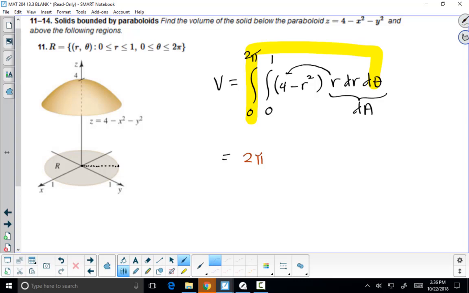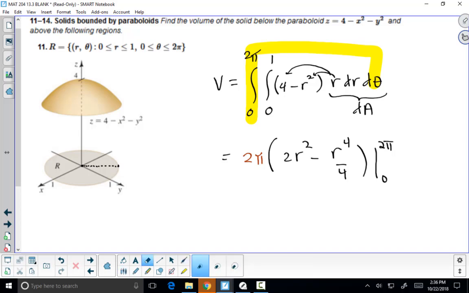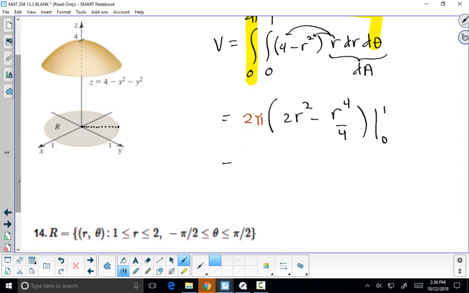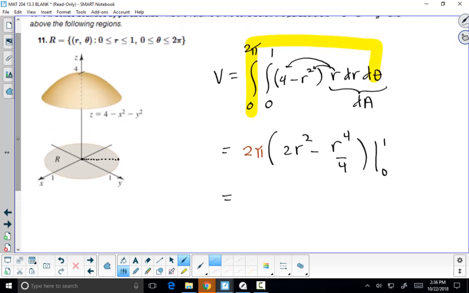We can do that in our head. We have 4r and r cubed. So we integrate 4r, we get 2r squared, and then minus r to the 4th over 4. And that's 0 to 2 pi. No, you mean 0 to 1. 0 to 1. Sheesh. Thank you. Should that be inside the parentheses technically? The evaluation bar says to evaluate whatever is in the parentheses from 0 to 1. Oh, okay. So that's totally fine how it is.